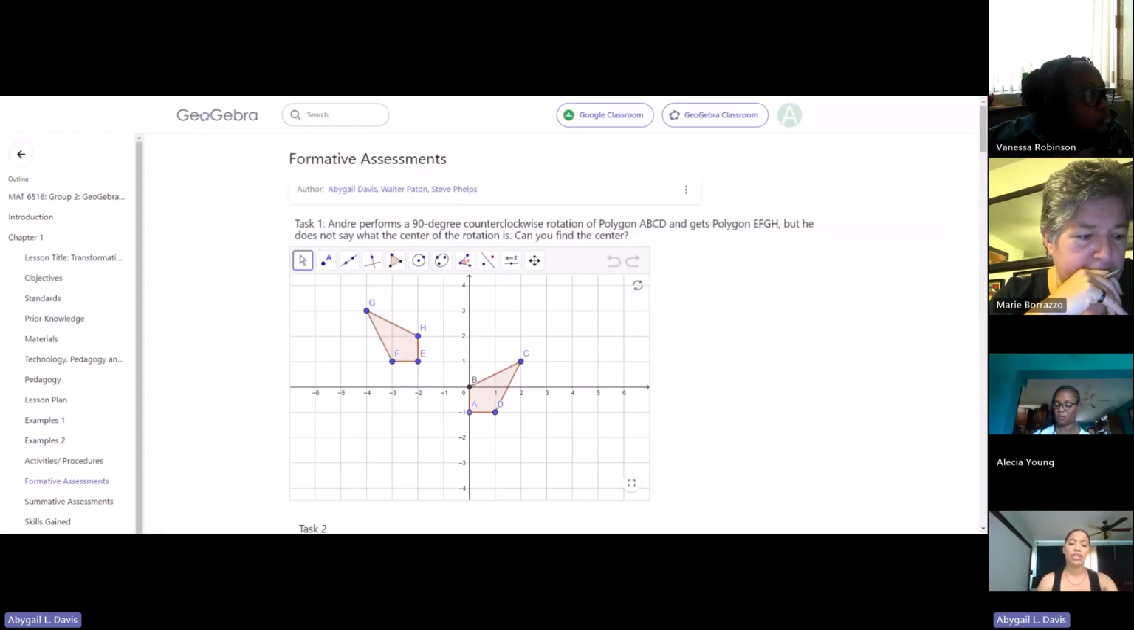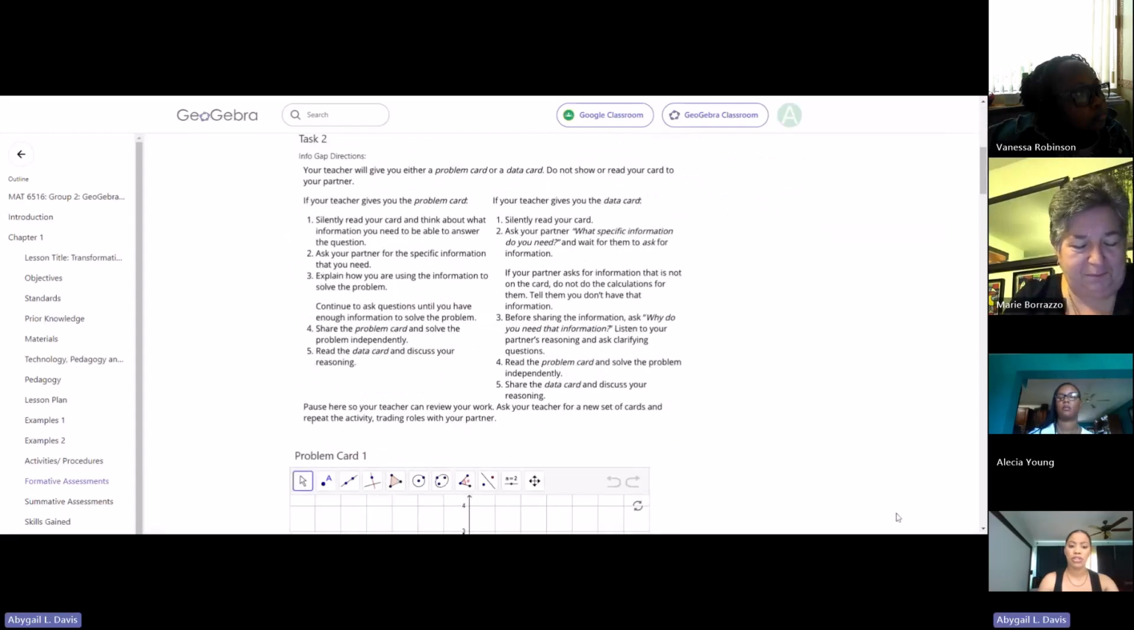So after the instructor has done their part, then students will get to do what we call a "we do," where they work together in groups to collaborate with each other, to learn from each other. And so they have the opportunity to work on these 2 task cards.